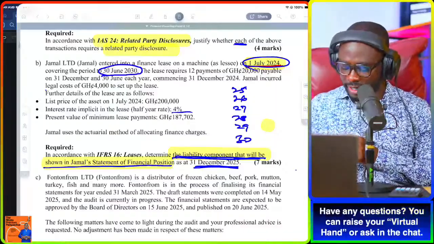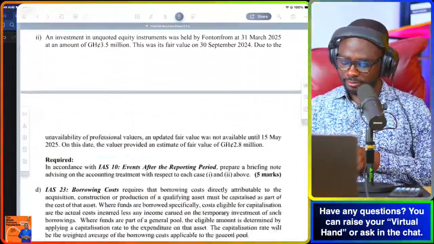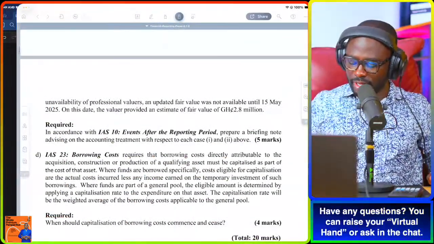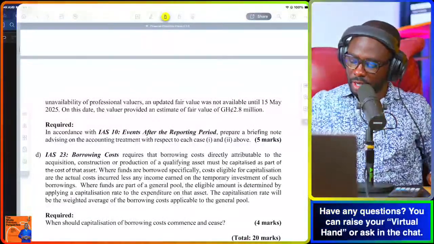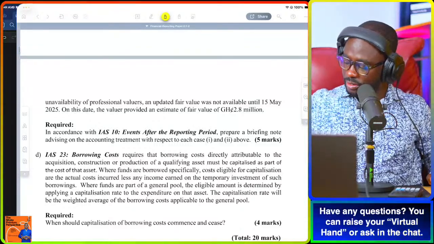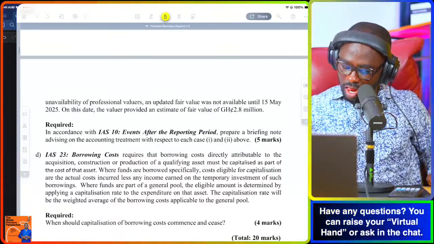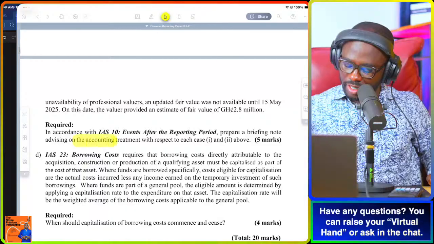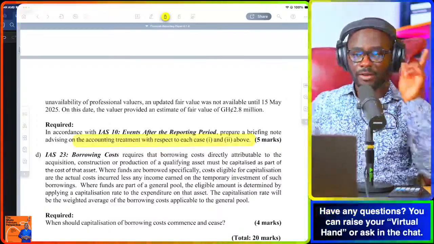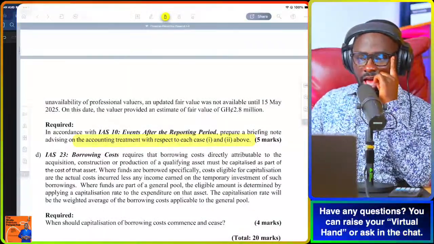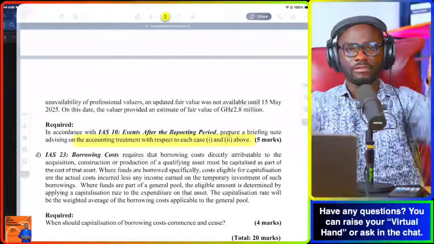Okay, let's look at the third one, C. What does it say? In accordance with IAS 10, events after the reporting period, prepare a briefing note advising on the accounting treatment with respect to each case, I and II above, for 5 marks. Okay, IAS 10, events after the reporting period.